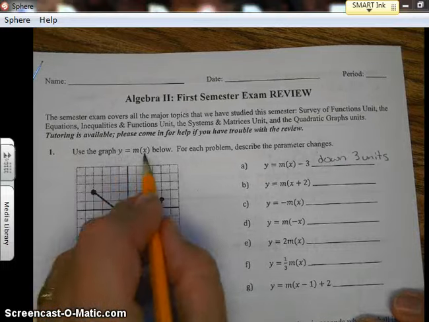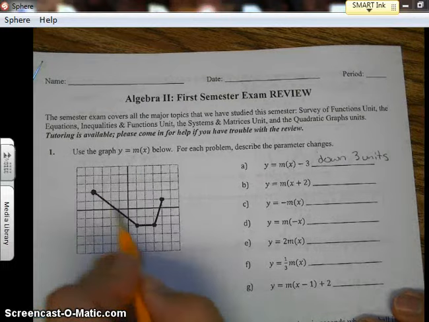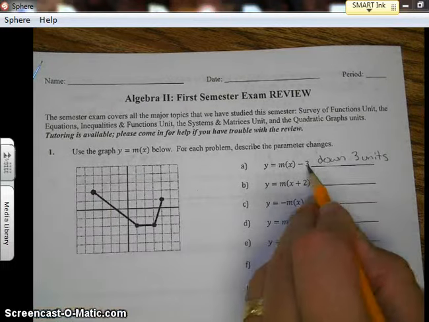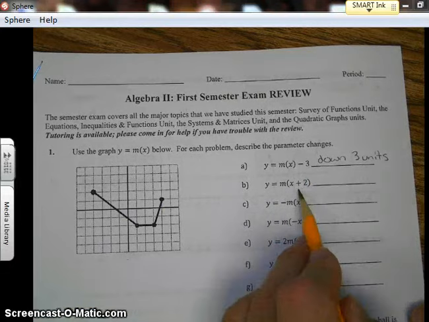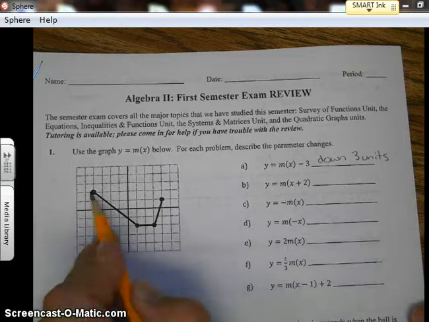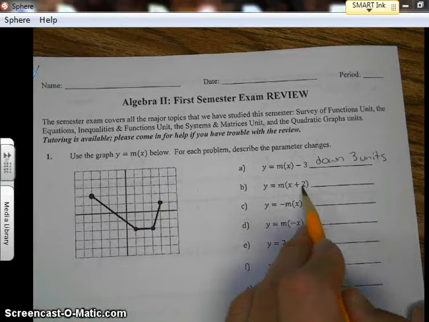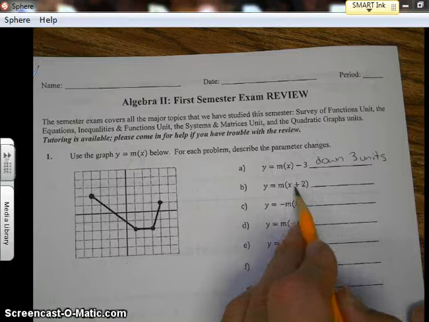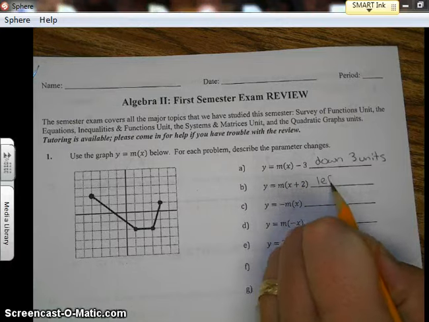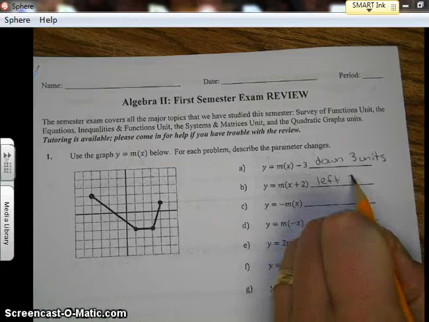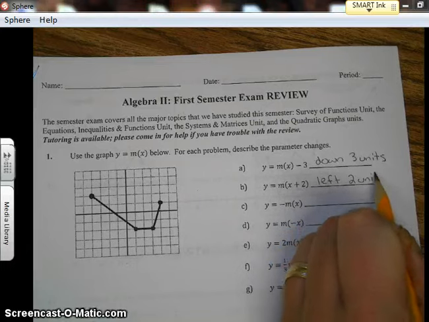Remember that m of x is equal to y, so each y coordinate would be translated down 3. In this example, each x coordinate is going to translate 2 units to the left. Since it's inside the parentheses, we go the opposite direction. So it translates left 2 units.